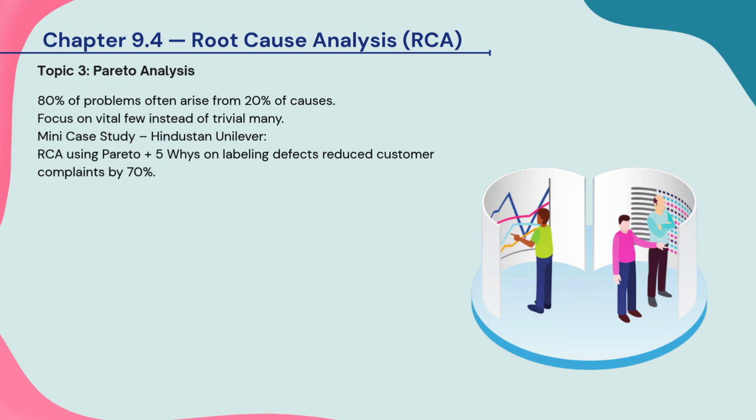Pareto analysis shows that 80% of problems come from 20% of causes, so we focus on the vital few issues that create the biggest impact. The example from Hindustan Unilever shows how using Pareto plus 5 whys on labeling defects helped reduce customer complaints by 70%. This demonstrates how targeting key contributors drives major improvement.